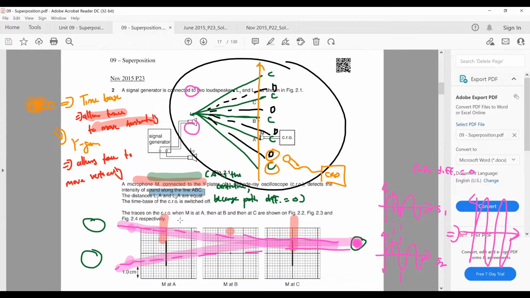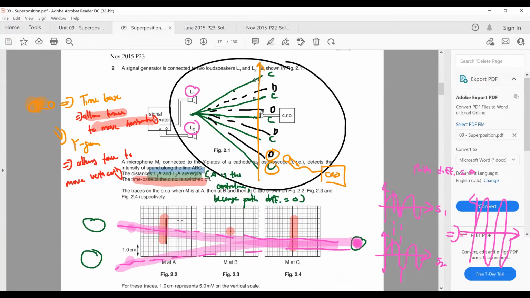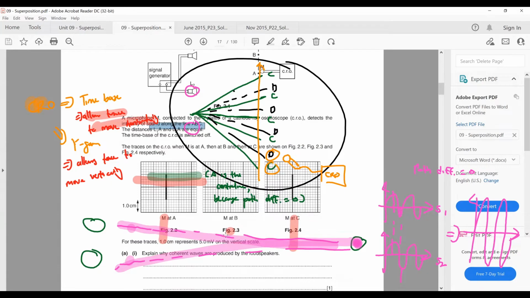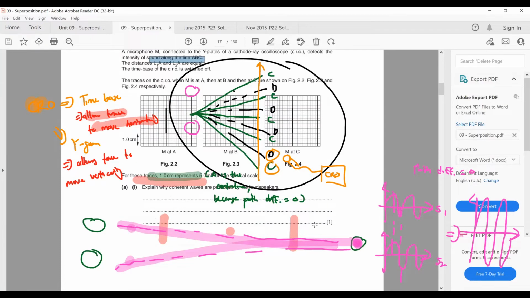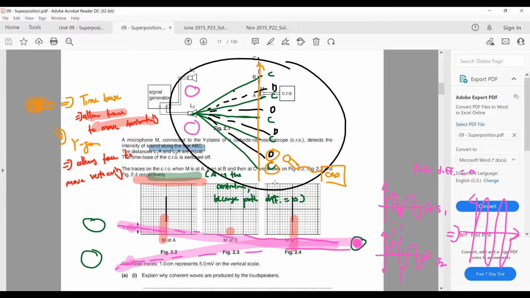So you know that L1A and L2A are equal. That means that is the center line. Now for these traces, 1 centimeter represents 5 millivolts on the vertical scale. Explain why coherent waves are produced by the loudspeaker. Why do you want coherent waves to be produced by the loudspeaker?